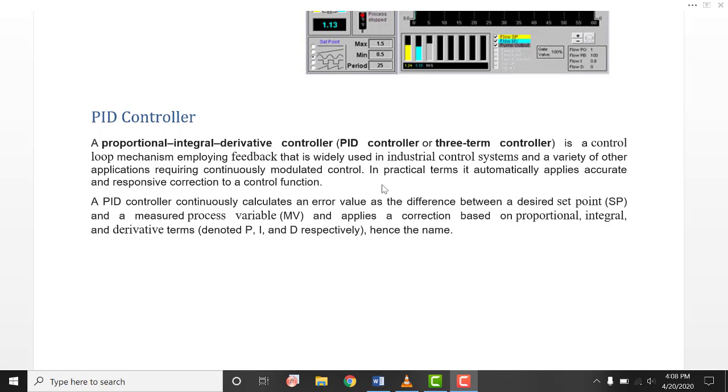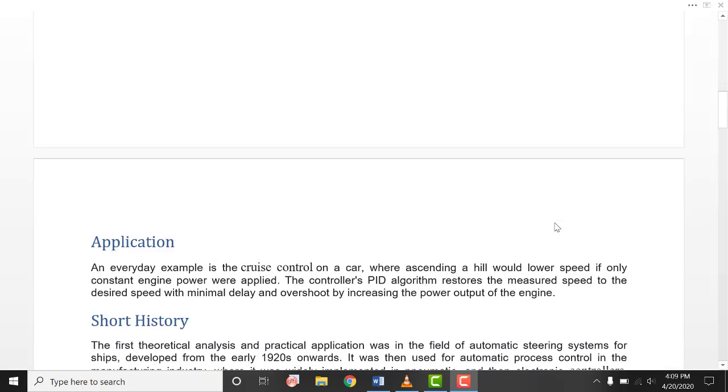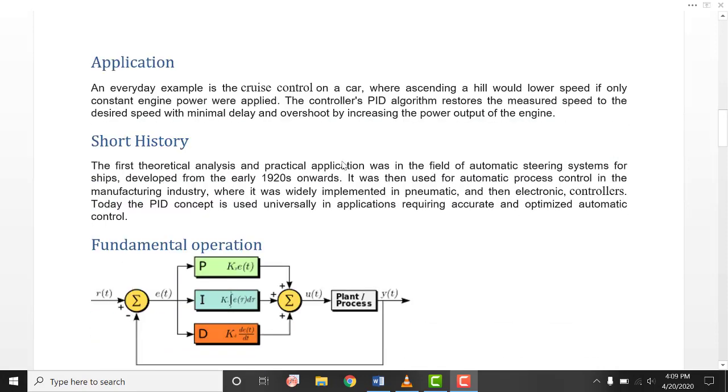So a PID controller continuously calculates an error value as the difference between a desired set point, which is our set point value, and a measured process value, which is MV, and applies a correction based on proportional, integral, and derivative terms, as denoted by its name. Let me explain this PID control with the help of an example application.